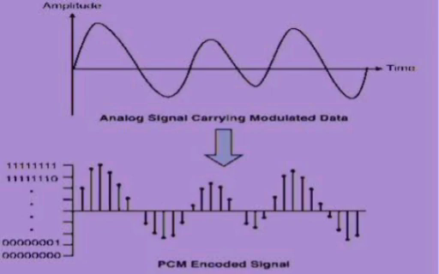Time domain representation of PAM is shown in figure, where m(t) is message signal, c(t) is carrier signal, and s(t) is PAM modulated signal. Pulse width modulation. In this modulation scheme, width of the carrier pulses are varied in accordance with the sample values of the message signal. Time domain representation of PWM is shown in figure.